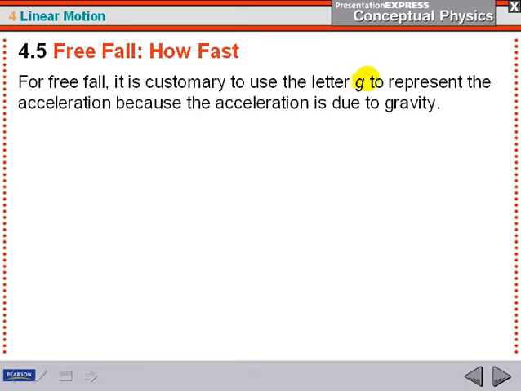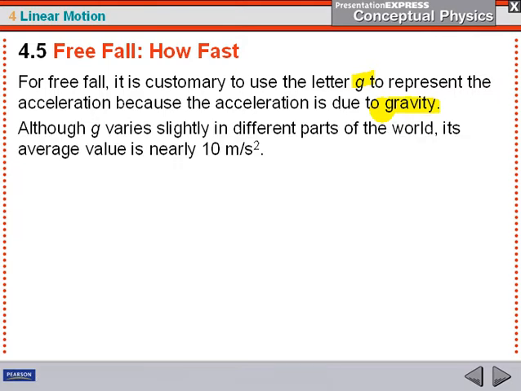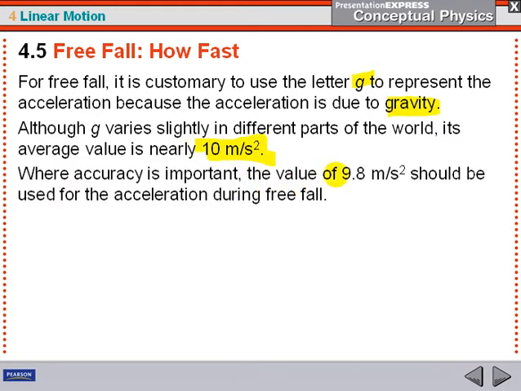The letter we're going to use to represent this is g, because the acceleration is due to gravity, so g stands for gravity. This is, once again, an acceleration due to gravity, so the letter we use is g. And for the most part it's 10 meters per second squared almost all over the world, and the real true value is 9.8 meters per second squared, but for purposes of making the math simple, we're just going to use 10 meters per second squared. All the calculations are very simple. You just multiply by 10.